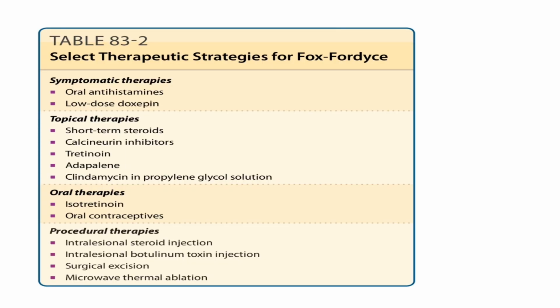Selective therapeutic strategies for Fox-Fordyce disease are symptomatic therapies like oral antihistamines and low dose doxepin; topical therapies for short-term use like steroids, and calcineurin inhibitors like 1% pimecrolimus and 0.1% tacrolimus. Tretinoin and adapalene are less commonly used because of burning sensation, and clindamycin in propylene glycol solution. Oral therapies like isotretinoin and oral contraceptive pills. Procedures like intralesional steroid injection, intralesional botulinum toxin injection, surgical excision, and microwave thermal ablation.